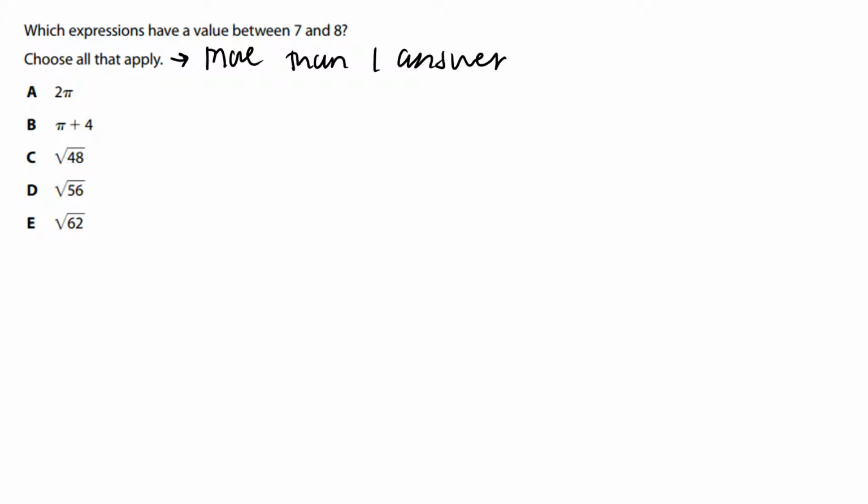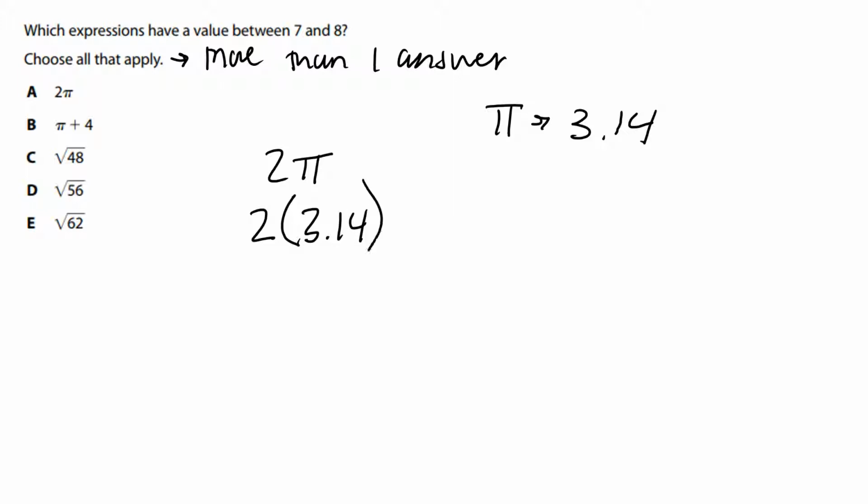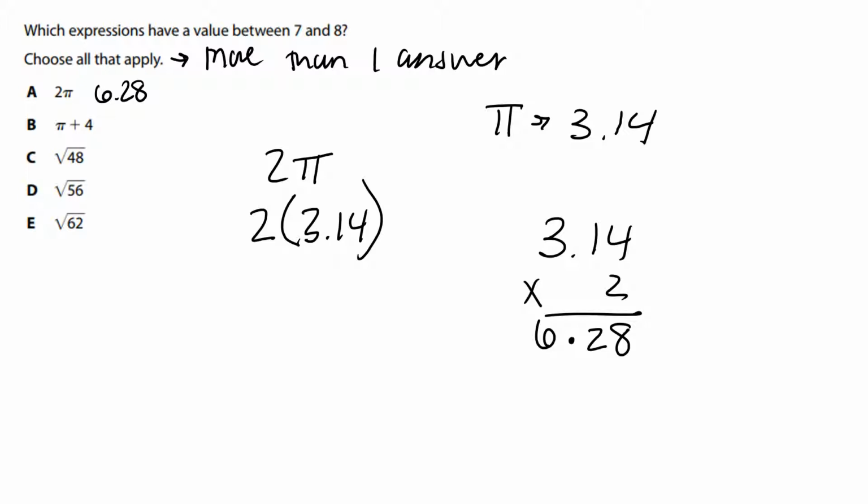So let's start with letter A, 2 pi. That's the pi symbol. Pi can be represented by 3.14. So if we're doing 2 times pi, we're really doing 2 times 3.14. So I can set that up and multiply. 2 times 4 is 8, 2 times 1 is 2, bring down my decimal, 2 times 3 is 6. So this one would be 6.28. That is not a correct answer. It is not between 7 and 8.